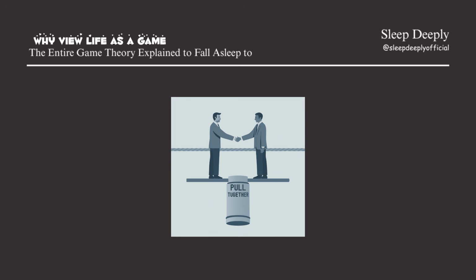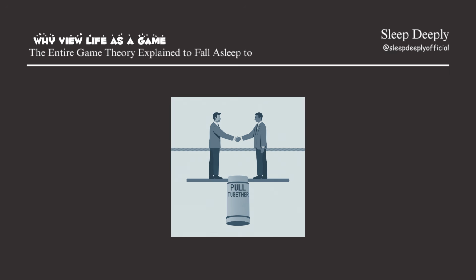Take the workplace, for example. A colleague may seem difficult or uncooperative, but if you look at the incentives they're reacting to, like pressure from their boss or the desire for a promotion, their actions make more sense. They're not simply stubborn. They're playing within a system that rewards certain moves.